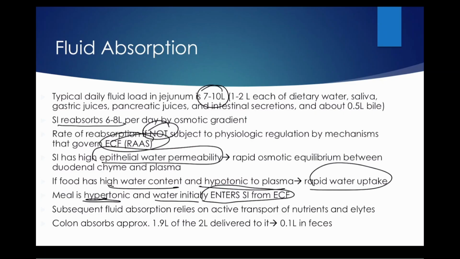And we get fluid absorption, which relies on active transport of nutrients and electrolytes. Finally, at the very end, the colon will absorb 1.9 of the 2 liters of fluid delivered to the large intestine. And so 0.1 liters of fluid is still in the feces when you go to the bathroom. Still a little bit left, but most of it has been reabsorbed by the body for the water.